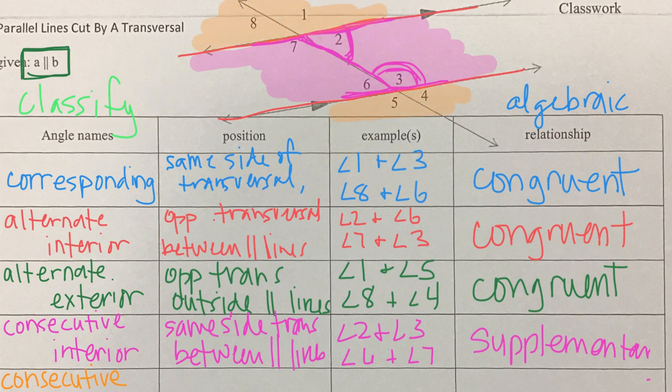Okay, you can probably guess, but use your brain and talk about consecutive exterior angles. So they're outside of your parallel lines and on the same side of your transversal. So what would be some angles that are in that position? Angle 1 and angle 4, as well as angle 8 and angle 5. Excellent. And just like their interior friends, these ones are also supplementary angles. Still the same side of your transversal, but they're outside of your parallel lines. So three of these types are equal to each other: the corresponding and the alternate pairs are all congruent, having the same measure. And then your consecutive ones are supplementary. They are the ones that add up to 180.